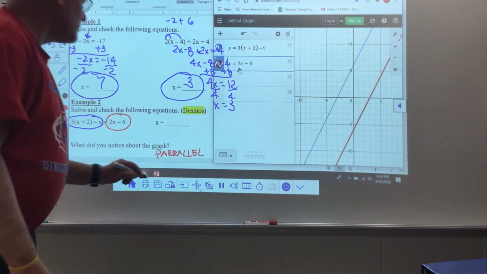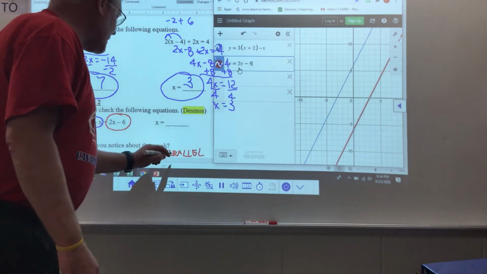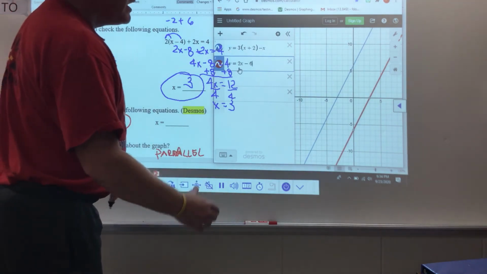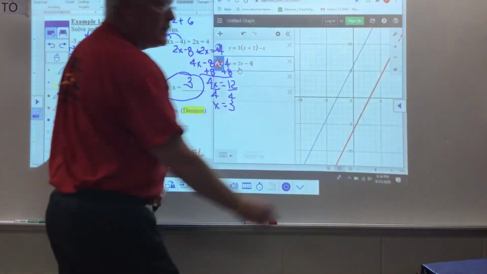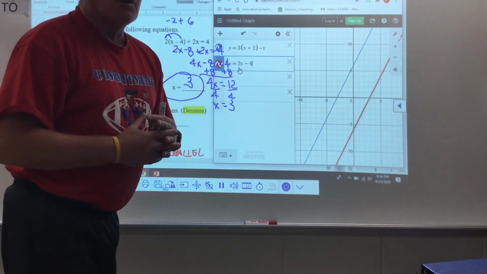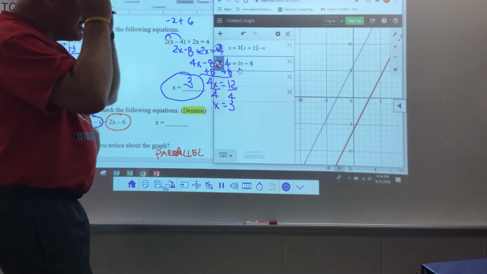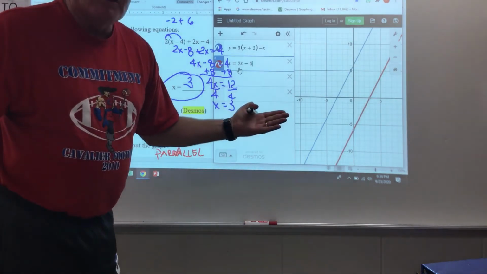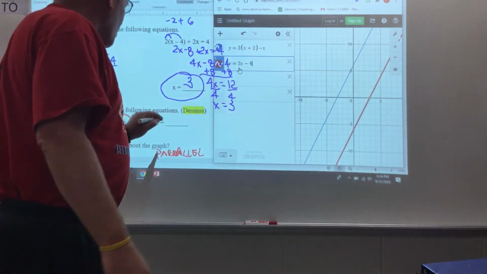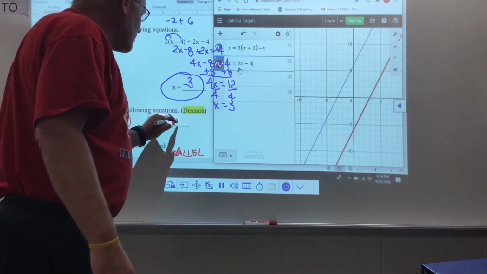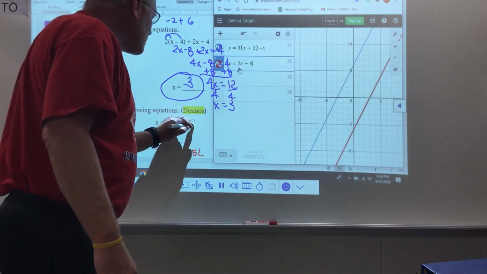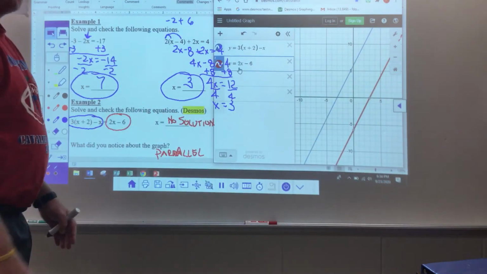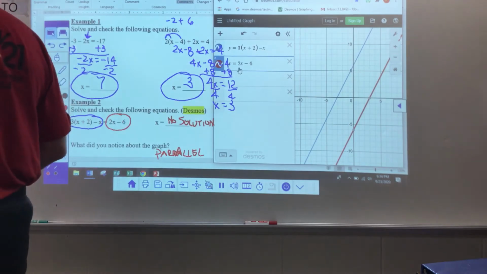P-A-R-A-L-L-E-L. Parallel lines. Okay? So when do these guys intersect over here? Well, they don't. You guys know that parallel lines are not going to intersect. So we're looking for the intersection. That's where we find the solution. So if they don't intersect, we're not going to have a solution. So this is a no solution problem. So that's what it looks like on your Desmos if you have that first special case.